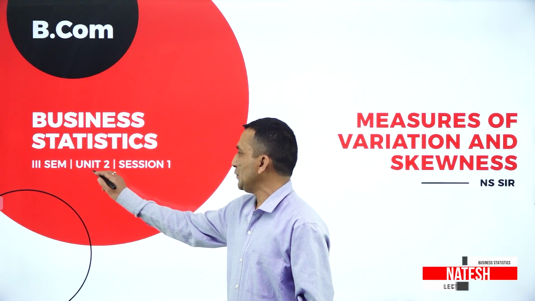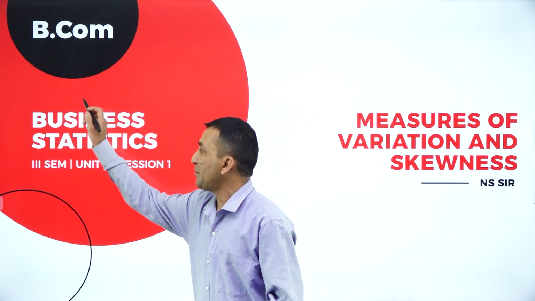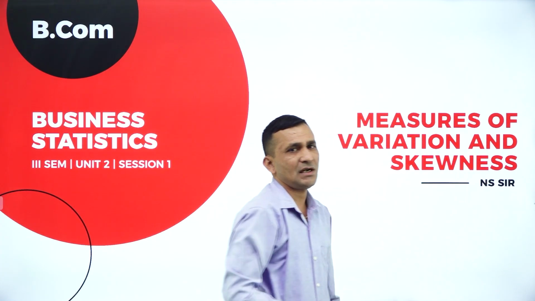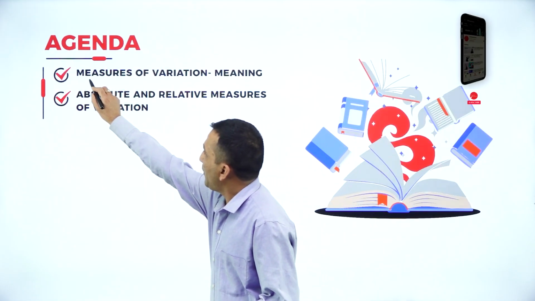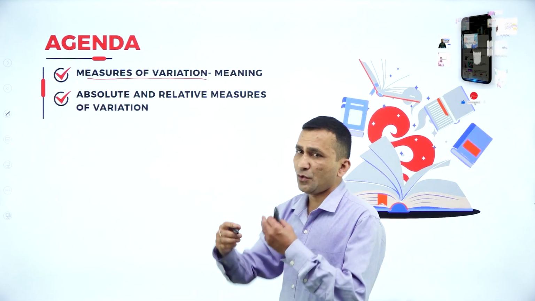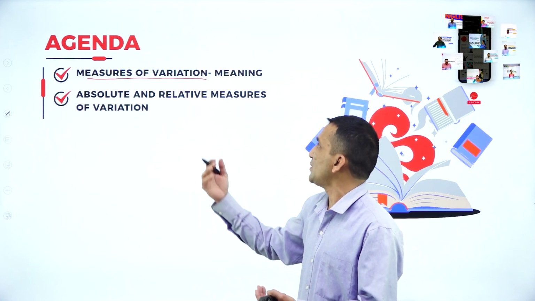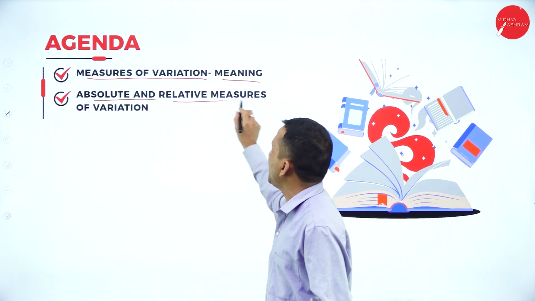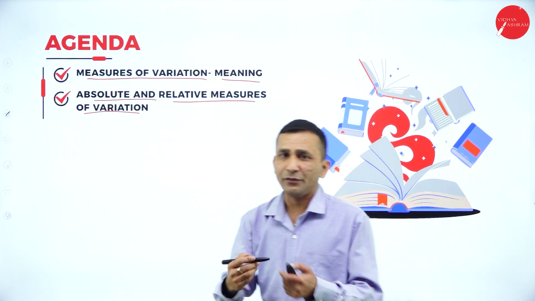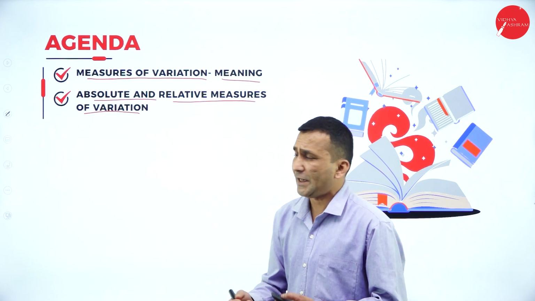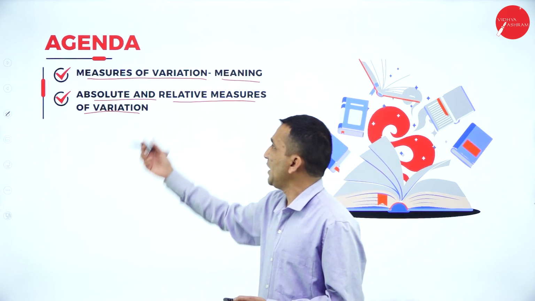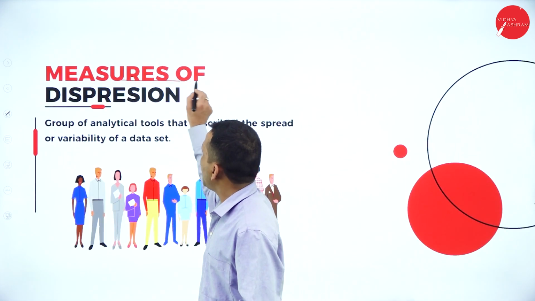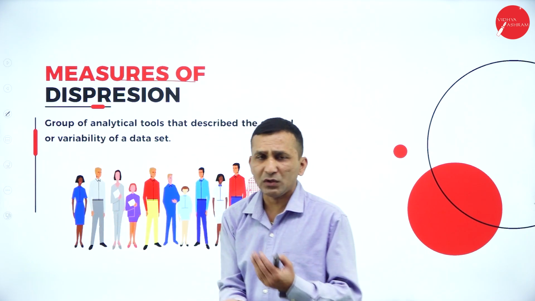So we are in Unit 2, Session 1, third semester BCom, measures of variance and skewness. In this chapter, today my agenda: about the measures of variations, or you can say the measures of dispersion, both are the same. You will get to know the meaning, and the absolute and relative measures of variance. One by one, moving forward, you will get more clarity about what is the meaning of measure of variance or measure of dispersion. The measure of dispersion or measure of variance, both are the same.